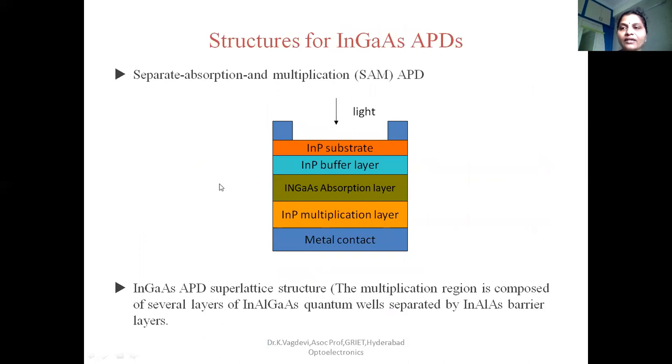Earlier we have seen the silicon APDs. Now here we have the multiple layer indium gallium arsenide APDs, with separate absorption and multiplication regions. In the gallium arsenide APD superlattice structure, the multiplication region is composed of several layers of indium aluminum gallium arsenide quantum wells separated by indium aluminum arsenide barrier layers. The earlier one was made up of silicon, and here it is made up of gallium arsenide.